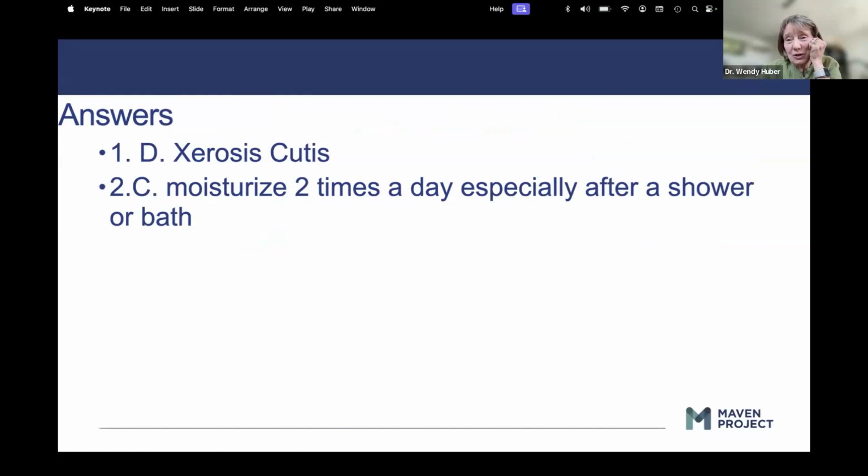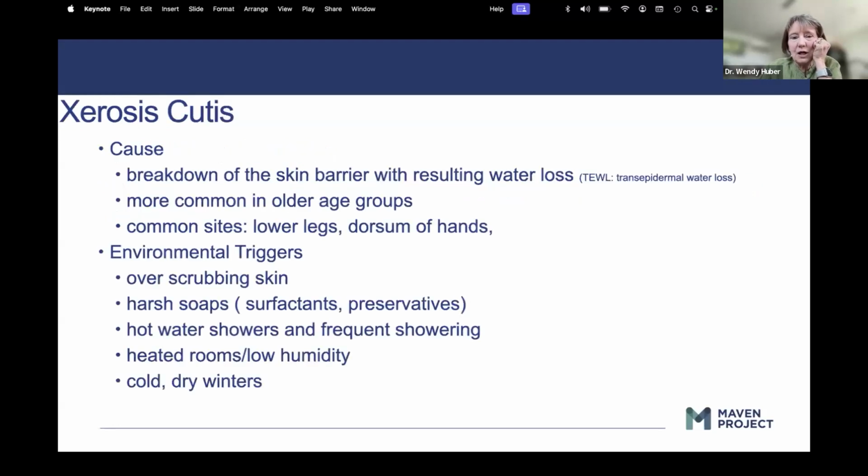So xerosis cutis, which was the majority of your diagnoses, and moisturizing is all you need. So let's just go quickly through xerosis cutis. That's a breakdown of the outer skin barrier, the stratum corneum, which you can think of as little bricks that are protecting the rest of the epidermis, and there's mortar in between, which is a lipid layer, and that prevents water loss from the underlying epidermis.